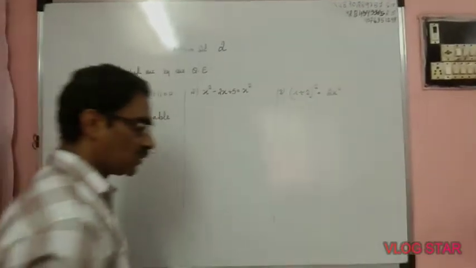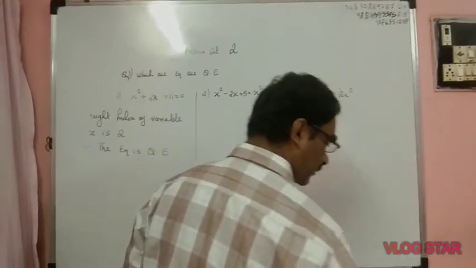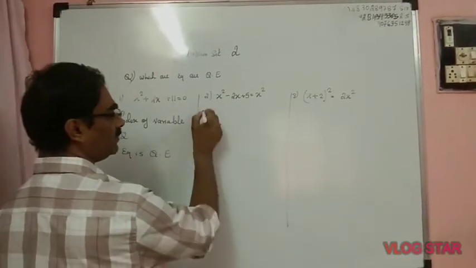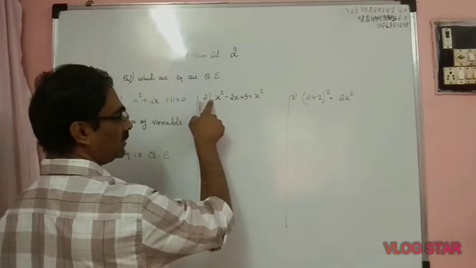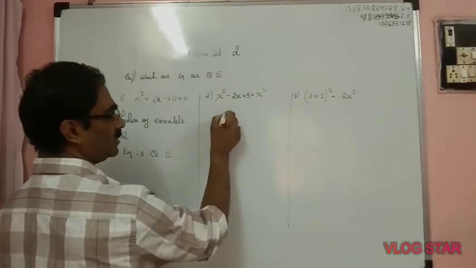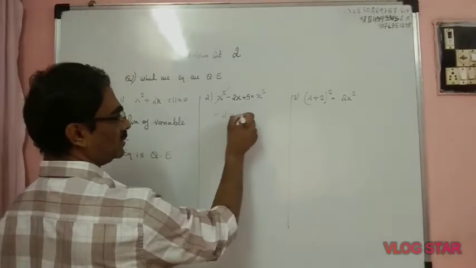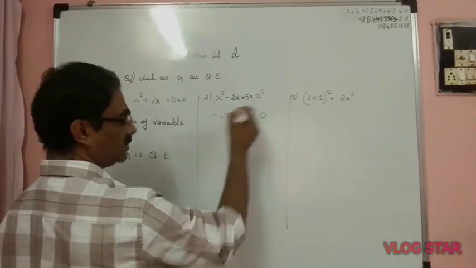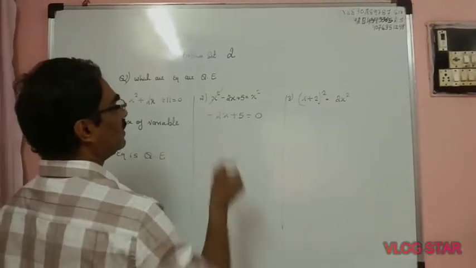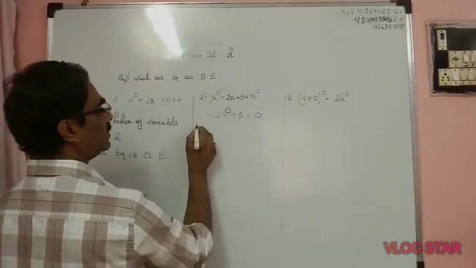Correct? Next one, same one. We will do what? Now first we solve this. Solve करो इसको. See, ये x square इधर है, ये plus cancel हो गया. This gets cancelled. क्या बचा है? Minus 2x plus 5 is equal to 0. Correct? Now see. Now here index is what? 1.